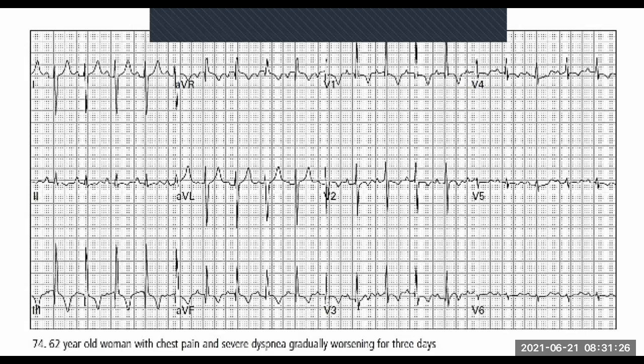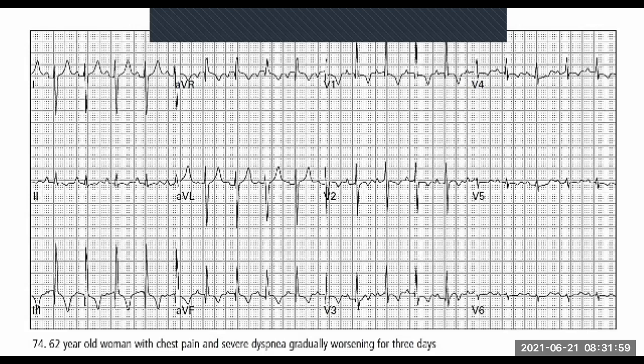So in V1, we see this little right bundle branch block that's going on over there. In V2, again, we see these inverted T waves, also in V1. So we're starting to see these inverted T waves in V1, V2, in V3 as well. We see maybe a little bit of ST depression over there. So this is the anterior segment. In V4, we start seeing a bit of ST depression, but again, we start seeing these inverted T waves. So I'm just going to stop here for a second because we've got a bit to discuss in this one.